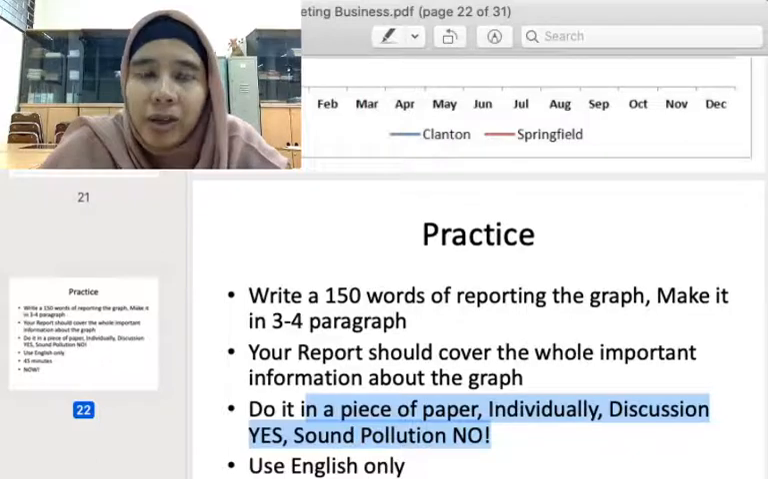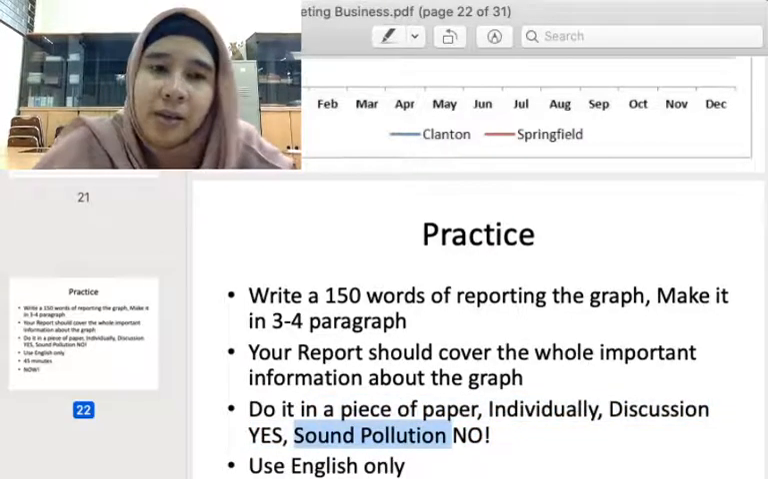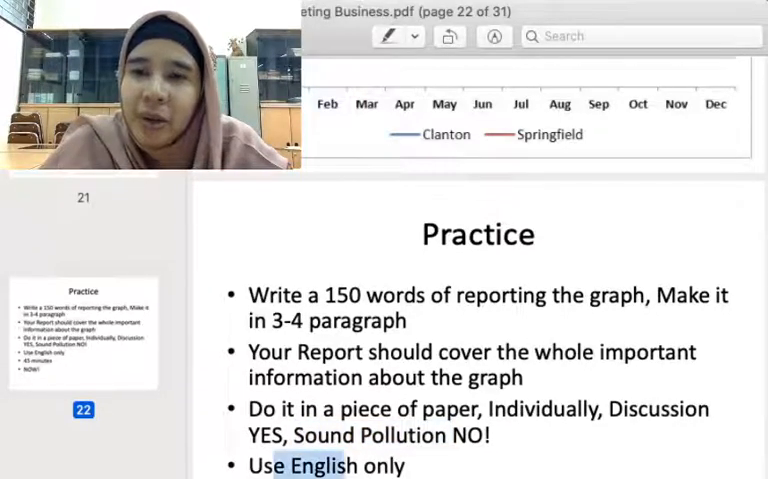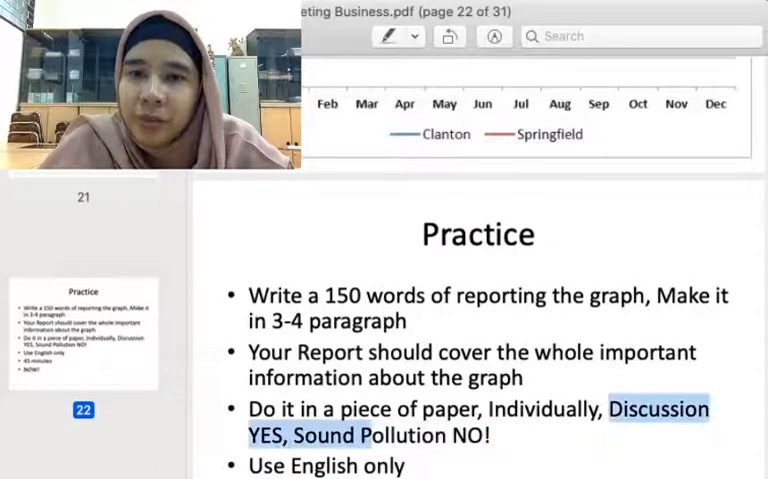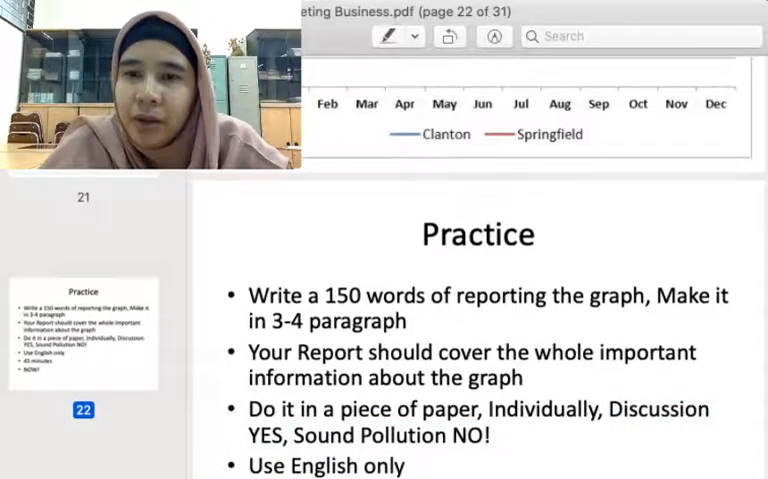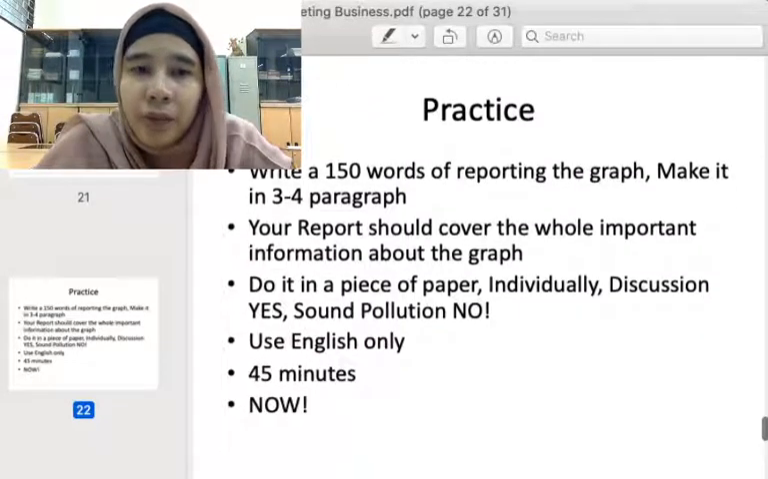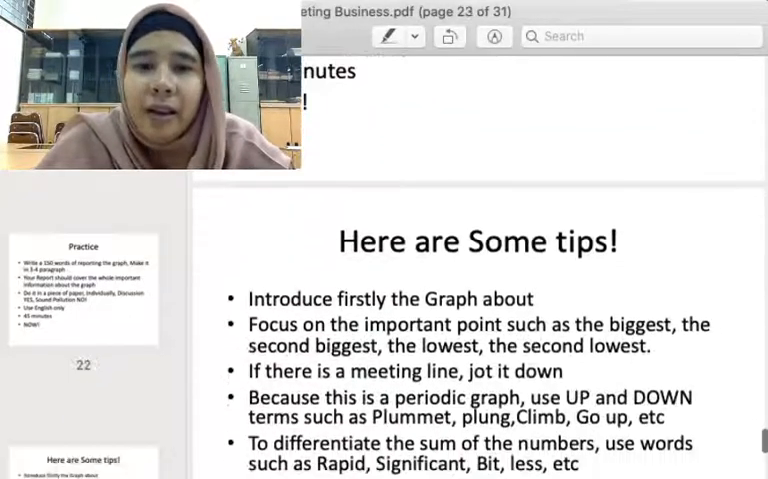Okay. You can have a discussion, boleh. No sound pollution. Sound pollution di sini maksudnya nggak berisik. Okay. Next, use English only. Okay. Go back to this one. Discussion boleh, tapi still you need to do it individually. You need to use English only, and then it's supposed to take 45 minutes. Kalau if you can do it, and then.